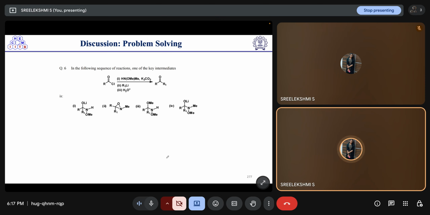Now, the next question, in the following sequence of reactions, one of the key intermediates is, so this acid chloride upon treatment with N-methylmethoxyamine and K2CO3, then this alkyl lithium, and then hydrolysis will give this ketone. So, which is the key intermediate for this reaction?